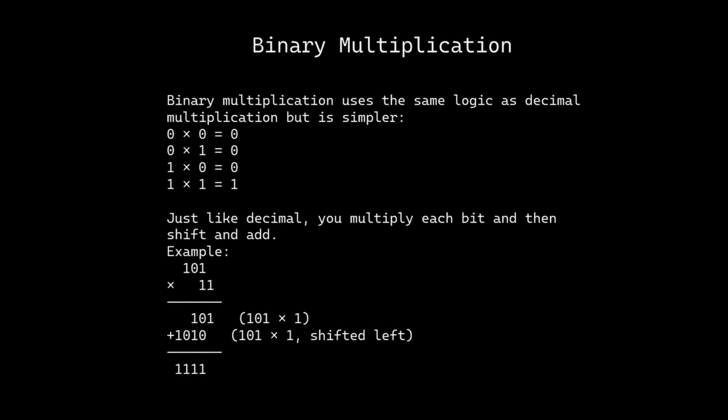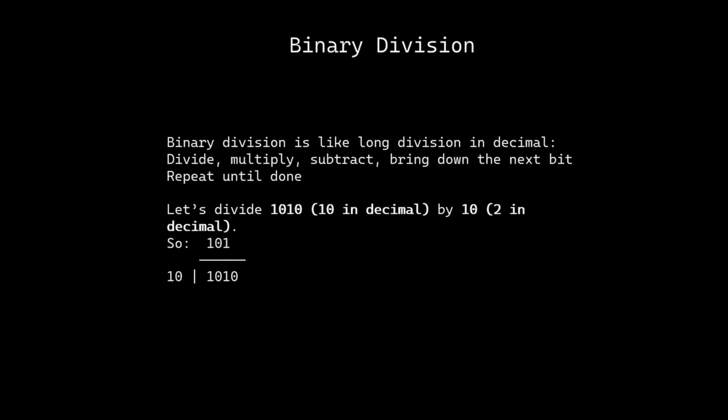101 times 11: we write 101 times 1, and 1010 is the next, and then we add it, so we get four ones, 1111. And for the second multiplication, when we multiply by the second digit, we just shift it left, like you do in decimal.